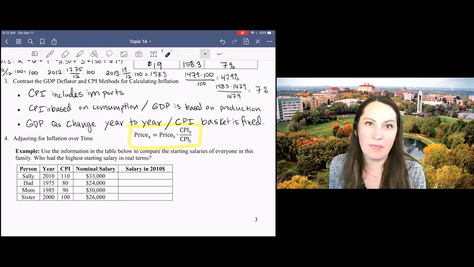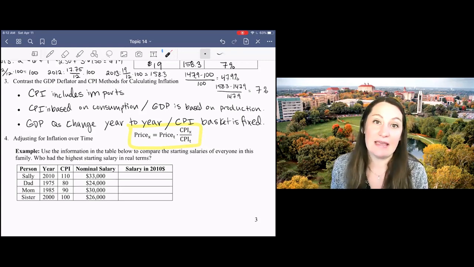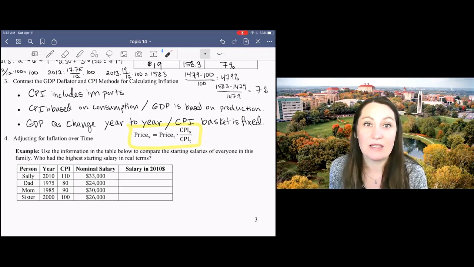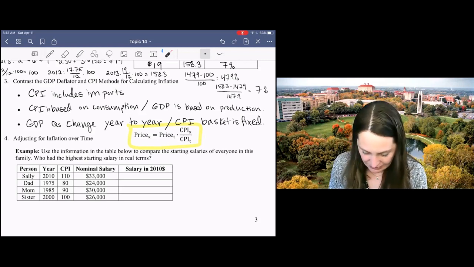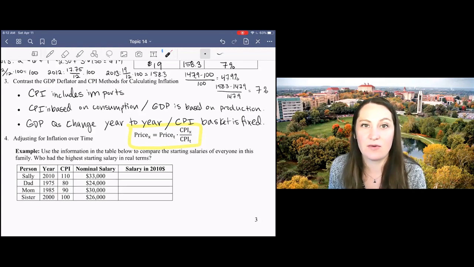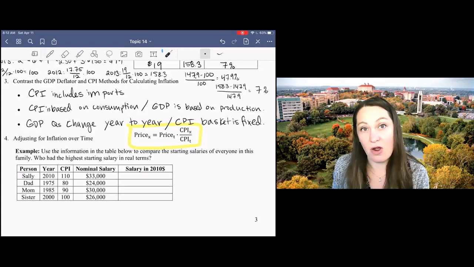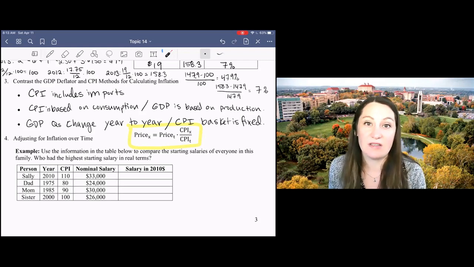All right, so we have an example here to see how this works. And here we have a family, and they are talking about their starting salaries, how much money they made at their first job. And they want to know who made the most money in real terms at their first job. So, of course, they all remember how much their starting salary was, but that starting salary occurred in lots of different years. And so in order to answer their question of who made the most money in real terms, we need to convert all of these salaries to one specific year.